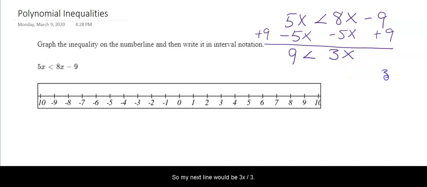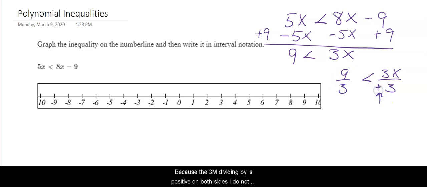So my next line would be 3x divided by 3 on the right and 9 divided by 3 on the left. Because the 3 I'm dividing by is positive on both sides, I do not have to reverse the inequality symbol. This gives me 3 is less than x.